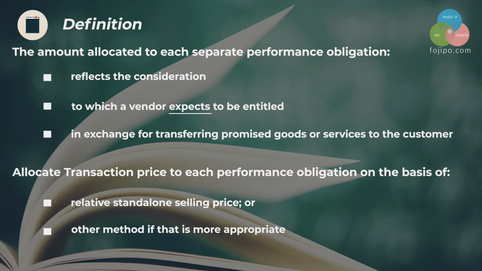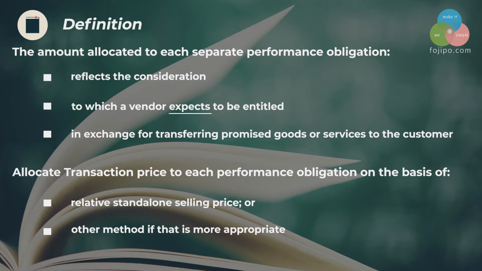Standalone selling price is the price at which you would sell a goods or a service separately to a customer. In simple words, this is the market price of the goods or service. The best evidence of a standalone selling price is the observable price of a goods or service sold in similar circumstances and to similar customers. When standalone selling price is not directly observable, you should make an estimate.